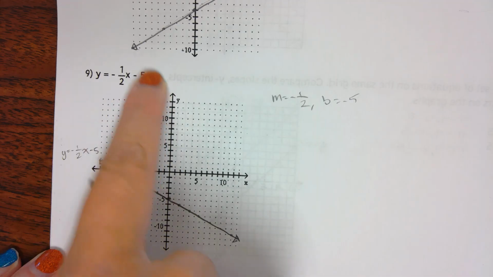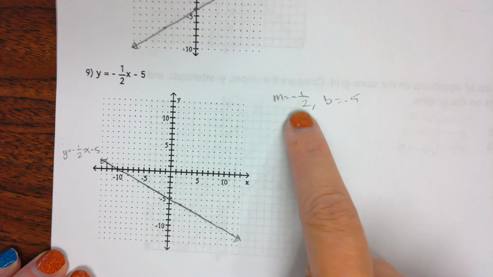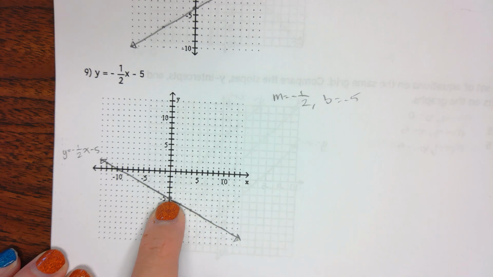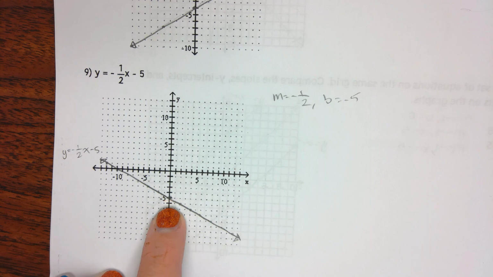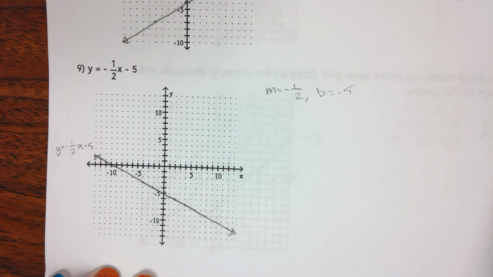This is already in y equals mx plus b form. So just looking at it, I can tell my slope is negative 1 over 2. My y-intercept is negative 5. So plot that, negative 5. And then slope of negative 1 over 2 means I go down the elevator 1 and over 2 doors to the right. Down 1, over 2 to the right. Okay, and then connect those dots.